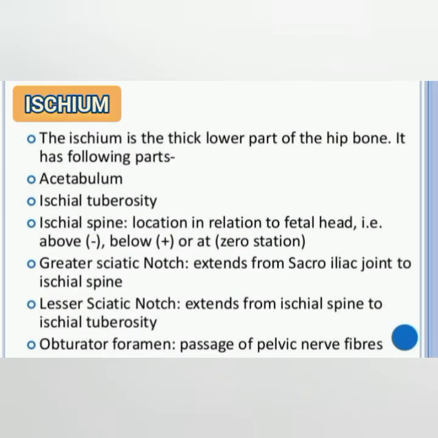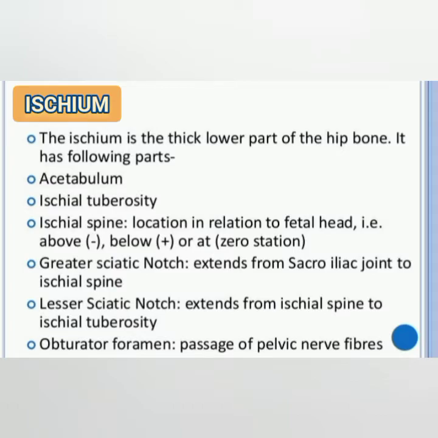Coming for the ischium, it is a thick lower part of the hip bone. It has following parts: acetabulum, ischial tuberosity, ischial spine, greater sciatic notch, lesser sciatic notch, obturator foramen. We will not discuss all these things in detail because our main focus is to discuss the different types of pelvis as well as the most important being deformities of pelvis. We will be discussing image based.